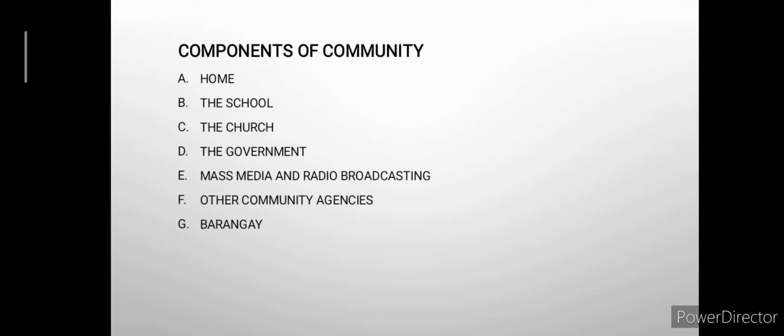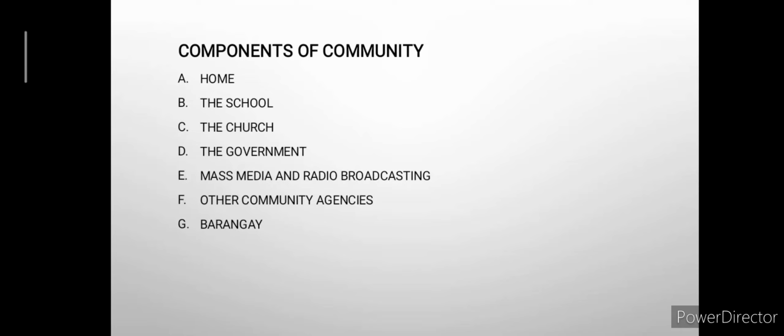And we move on to the components of the community pillar. We have here the home. Home has been well called the cradle of human personalities, for in it the child forms fundamental attitudes and habits that endure throughout his life. Dito nagsisimula mag-isip ang bata.